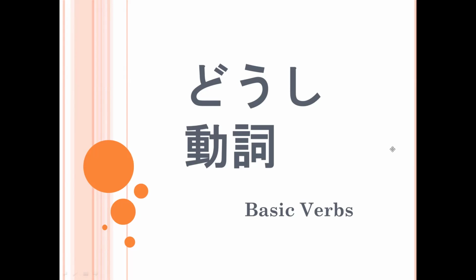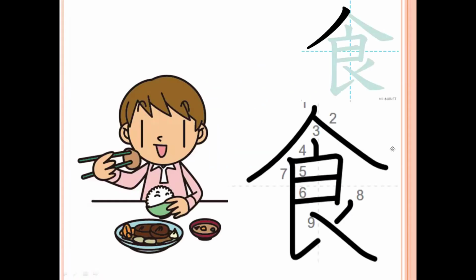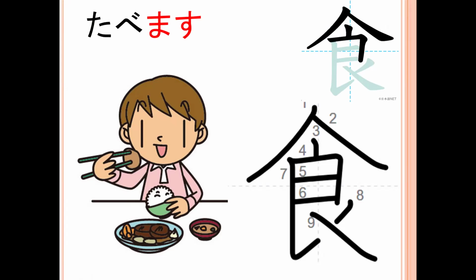So in this slide, you can read the Japanese word doshi. Doshi means verbs. So in the first slide, what is there in the picture? The small boy is eating something. So the Japanese verb for eating is called tabemasu. Tabemasu is written here in hiragana, on the top left.